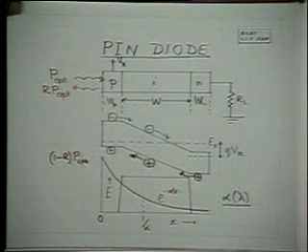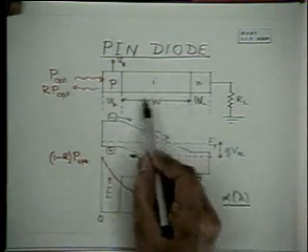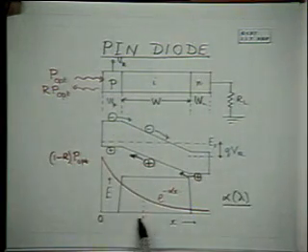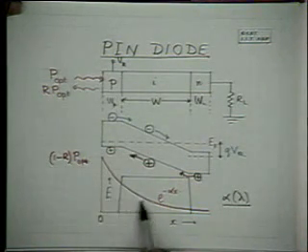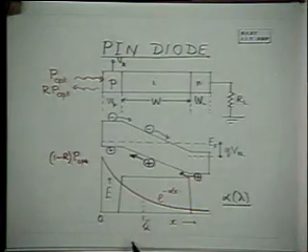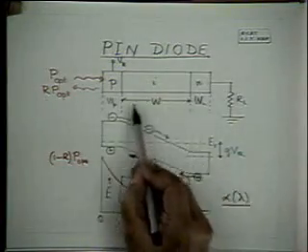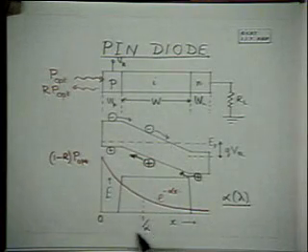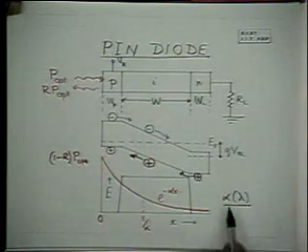So in order to get high quantum efficiency and high response, this I layer width is tailored such that it is comparable with 1 by alpha. 1 by alpha is the depth at which the intensity drops to 1 by e of its value. So one can choose the width W in comparison with 1 by alpha at a particular wavelength.